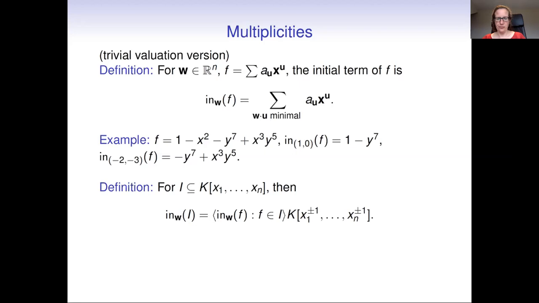Okay, but let's stay with the algebra and do a reality check here. So the reality check is, what is the initial form with respect to (0, 1) of f for this polynomial f? So again, we'll take a moment and write.